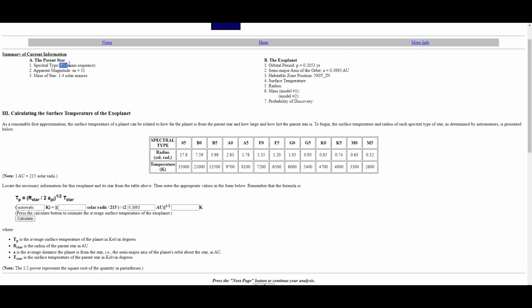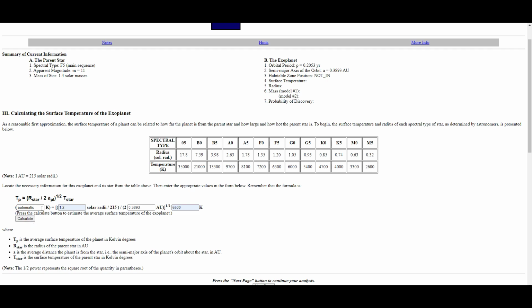That's what our spectral type was for this star that we're using for our exoplanet. Gives us the radius is 1.2. And then we also need the temperature, which is going to go here. This is in Kelvin. And again, an F5 is 6,500. So the automatic is what we're looking for. That's going to be the answer.